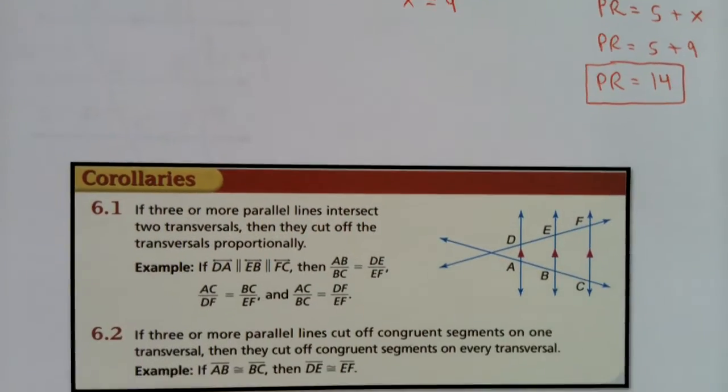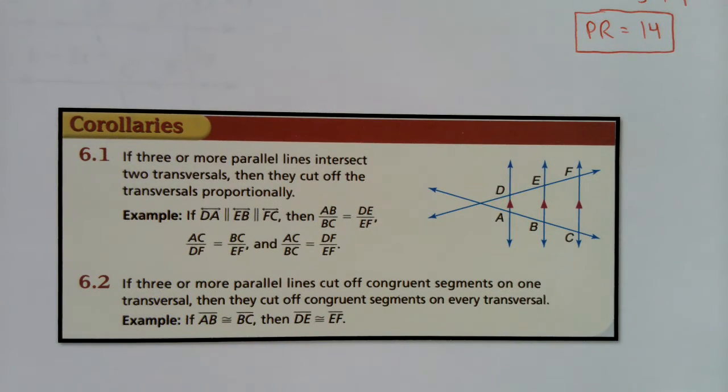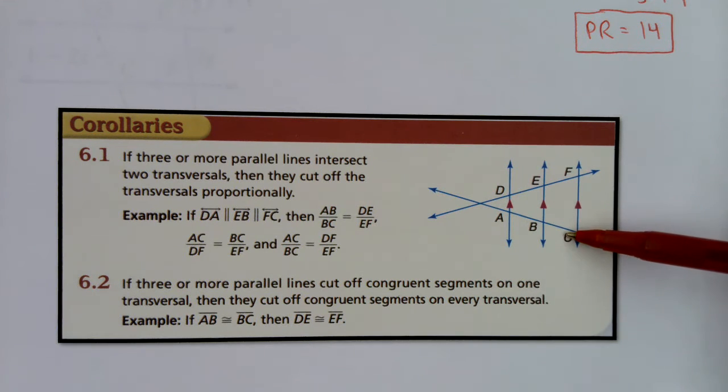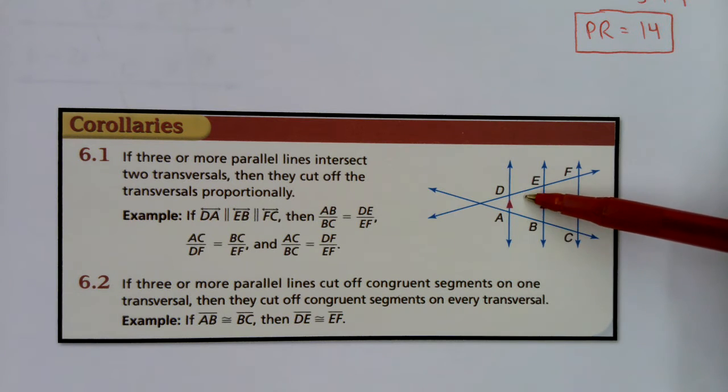Okay, 2 corollaries, which are like mini theorems. If 3 or more parallel lines intersect 2 transversals, then they cut off the transversals proportionally. So we could say that AB over BC equals DE over EF.